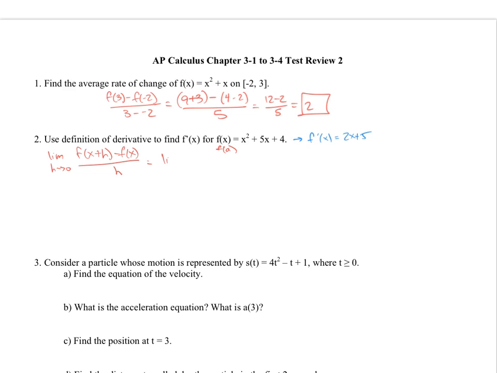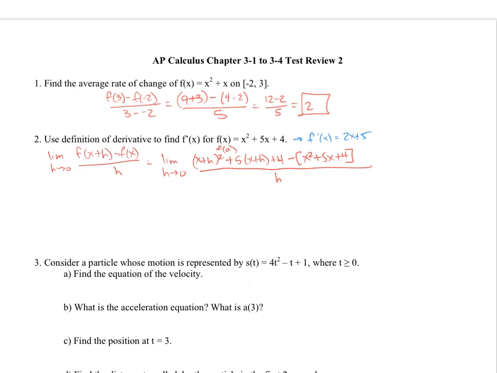So this becomes the limit as h goes to 0, and I'm going to put in x plus h where my x terms are, so I get x plus h squared plus 5 times x plus h plus the 4. Now let's subtract by putting in the f of x, which is just our equation, x squared plus 5x plus 4. Be careful with this. Put the brackets here to understand that this negative is going to distribute throughout so that we don't have any issues with a floating negative there.